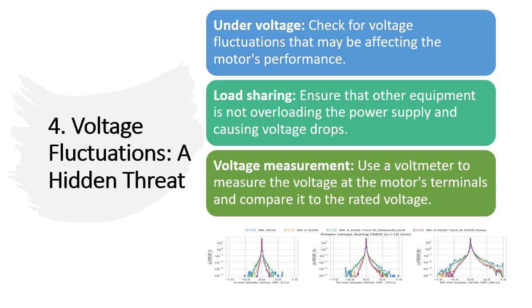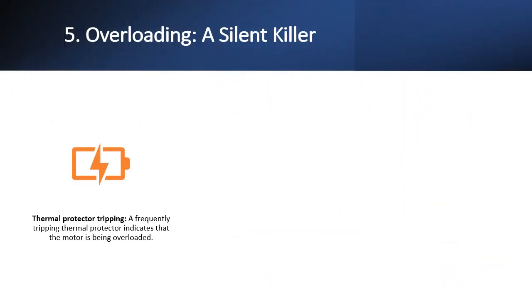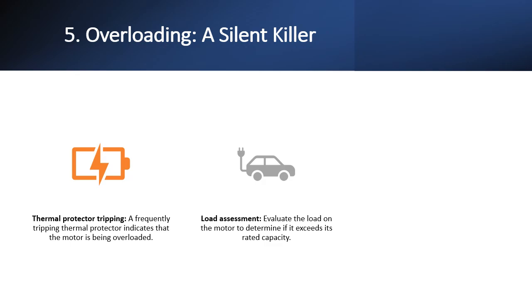5. Overloading, a silent killer. Thermal protector tripping: a frequently tripping thermal protector indicates that the motor is being overloaded. Load assessment: evaluate the load on the motor to determine if it exceeds its rated capacity. Load reduction: if necessary, reduce the load on the motor to prevent overheating and damage.